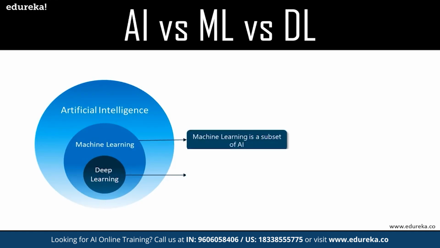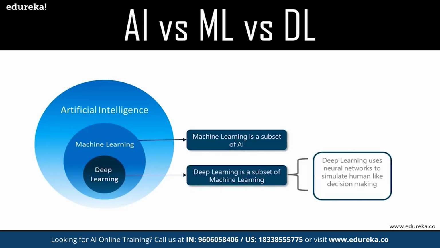Now, machine learning is a subset of artificial intelligence technique, which uses statistical methods to enable machines to improve with experience. Now, deep learning, as we know, is a subset of machine learning, which makes the computation of multi-layer neural networks feasible and uses neural networks to simulate brain-like decision making.